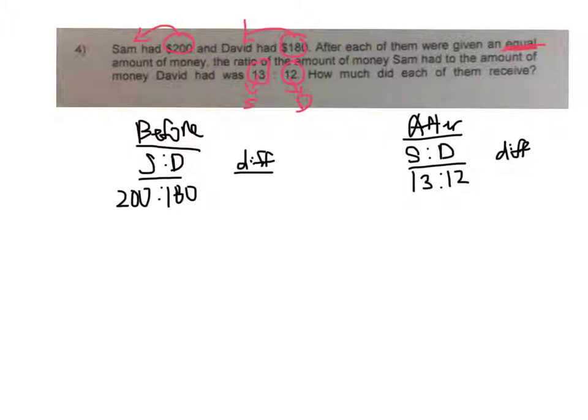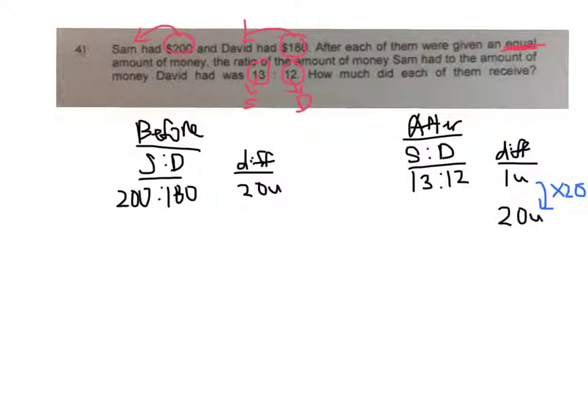So what is the difference over here? For before, it is 200 units minus 180 units, so that will give me 20 units. And after, it will be 13 units minus 12 units, and that will give me 1 unit. So how do I get from this 20 units to this 1 unit? How do I manage to do that? Well, that's what we have always been doing, times 20. So this becomes 20 units.